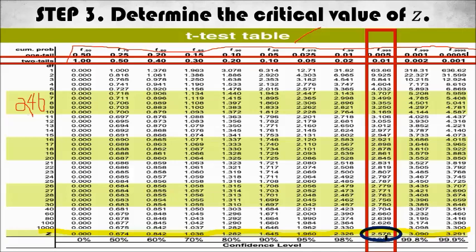2.576. And since two-tailed test yan, meron tayong value to the right or pwedeng ang value natin ay to the left. So isang positive at isang negative, 2.576. Please take note on that. Dito lang kayo titingin sa bottom part kasi nga ang ating sample size ay more than 30. Okay?